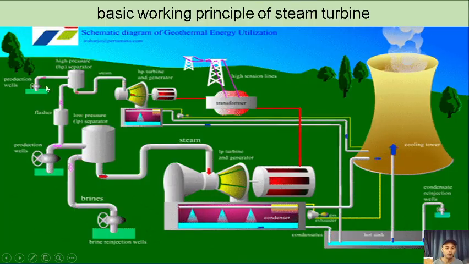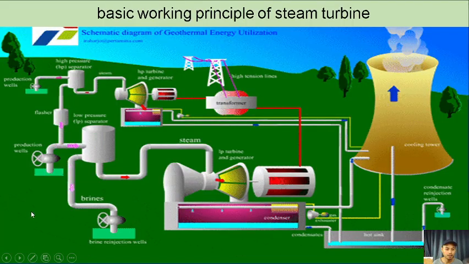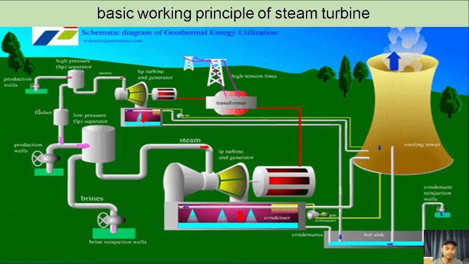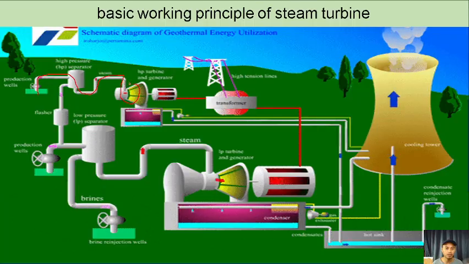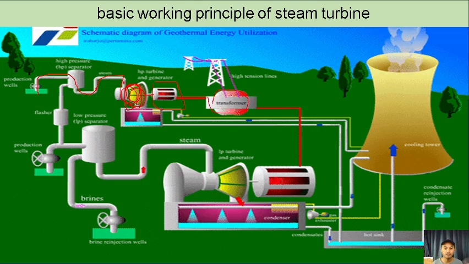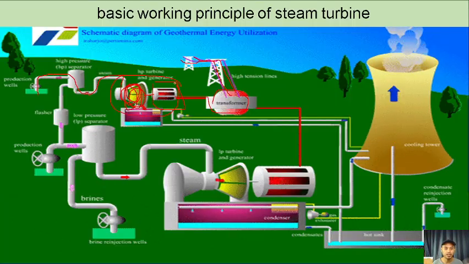So this steam will be put, okay, let's make a drawing. So steam will be used to create a rotational motion, and this rotational motion is connected to a generator, and this generator will create electricity going to a transformer and into the lines into our homes for electrical use. So that is the basic working principle of steam turbine. So this is a turbine connected to a generator.